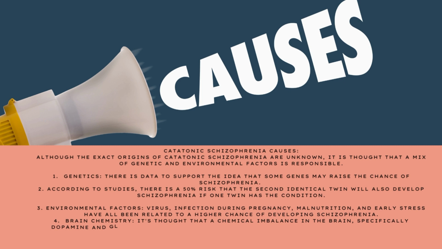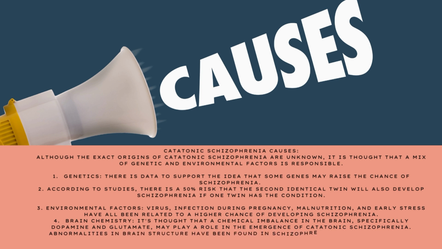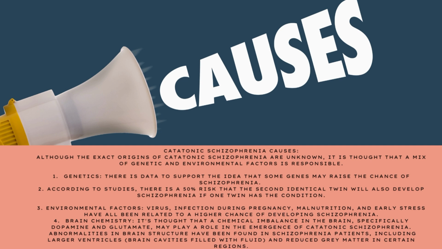Brain chemistry. It's thought that a chemical imbalance in the brain, specifically dopamine and glutamate, may play a role in the emergence of catatonic schizophrenia. Abnormalities in brain structure have been found in schizophrenia patients, including larger ventricles, brain cavities filled with fluid, and reduced gray matter in certain regions.